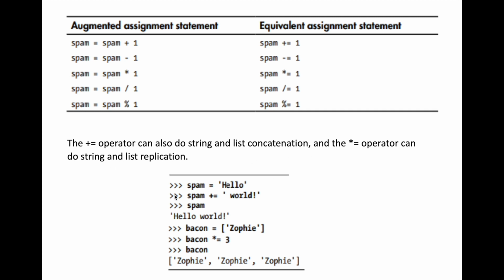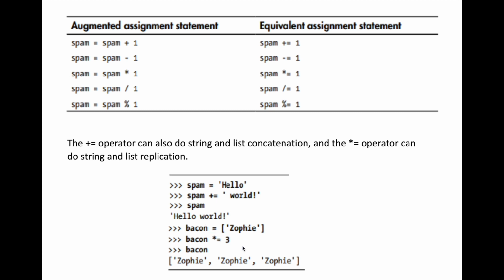How to do that? See this example. I am creating a variable spam and I am storing the string hello, and I am using the statement spam plus equals world. Now what happens? What is the value in spam? Hello. Now this operator will concatenate world to that string hello. So when you try to print it, your output is hello world. So it concatenated the value world to the string hello that is present in spam.